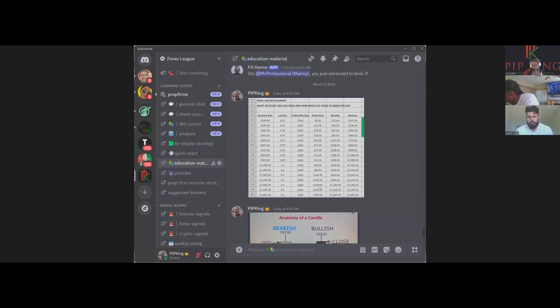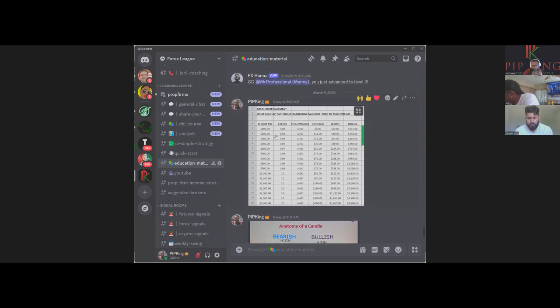But you talked about lot size. So here's the graph I made a long time ago. Actually, I made this probably 2 years ago. If your balance is $100, this should be your lot size, and this is how many pips you want to make, and this will be your daily goal for a weekly paycheck of $32. Now, $32 on a $100 account is 32%.